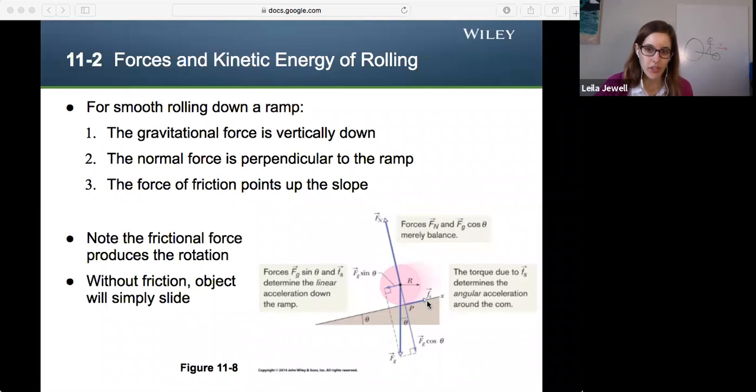Why is that? Well, if it started to slide, then the force of friction would be up the slope. And so that upward force is what allows it to instead roll down. So that frictional force is why there's a rotation. If there was no friction, the ball would actually just slide down the ramp.